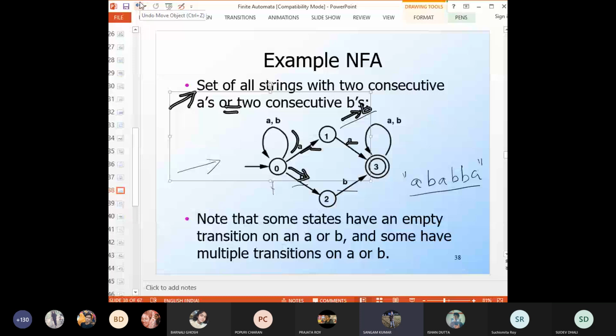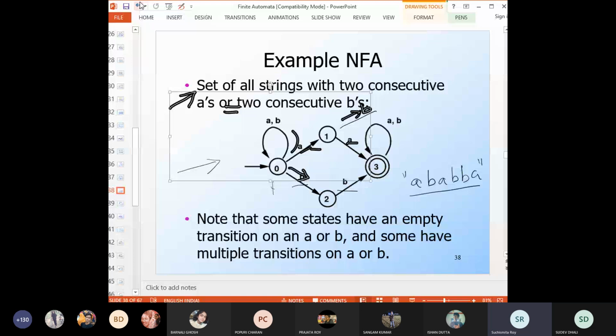Is there any problem? The problem is it will change the language. It will change the automata. It will change the language which it accepts. Okay, there's no problem. You can keep on drawing anything you like. But the thing is, if you want the automata to continue to accept the same language, then you have to be careful what transitions you put.